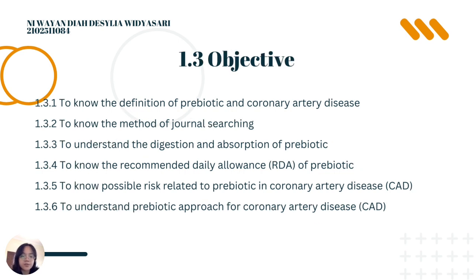And the next one is the objective of this paper: to know the definitions of prebiotic and coronary artery disease, to know the method of journal searching, to understand digestion and absorption of the prebiotics, to know the recommended daily allowance of prebiotic, to know possible risk related to prebiotic and coronary artery disease, and also to understand prebiotic approach for coronary artery disease.